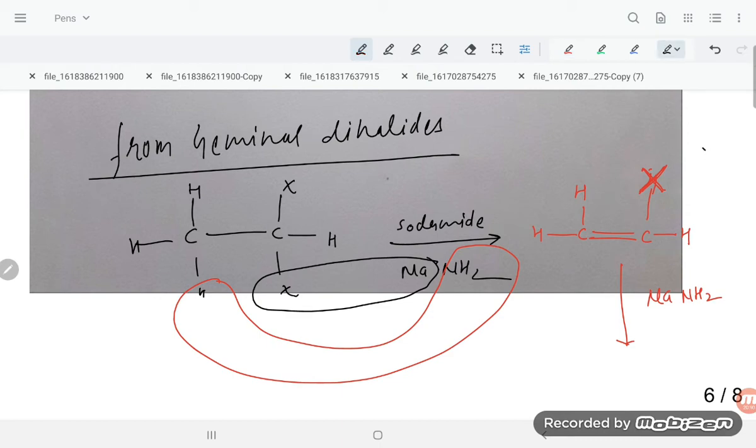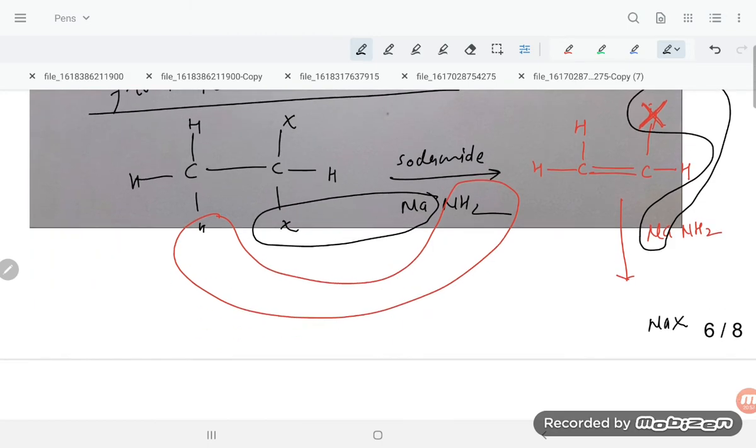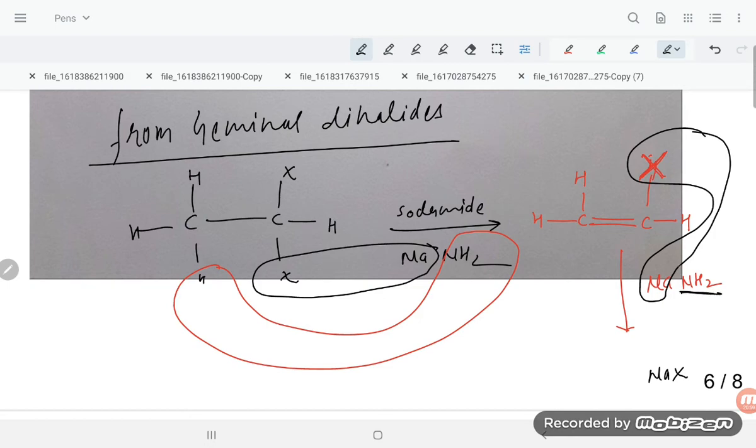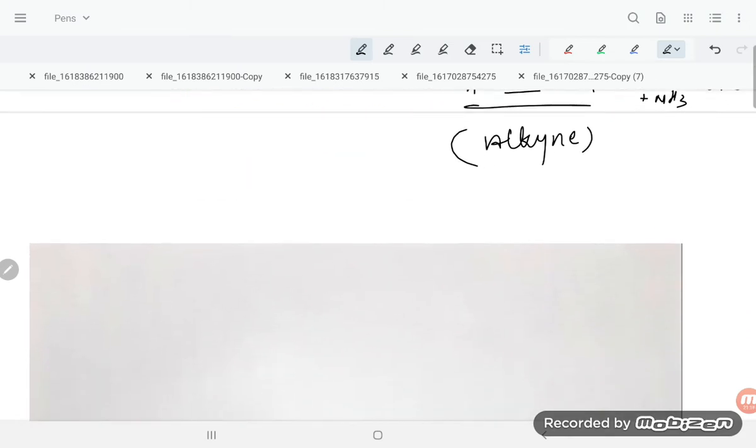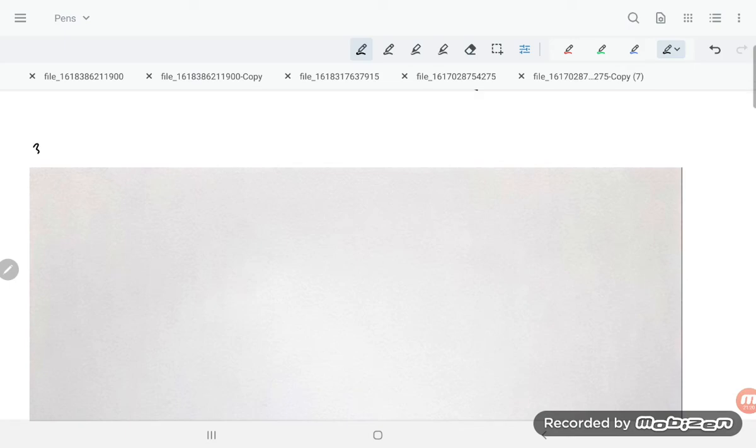So how is this compound going to come out? This X and this Na are out, so NaX is out, and this hydrogen is going out in the form of NH3. What is left here is hydrogen and a triple bond C and H. So what comes out is what is known as alkyne.